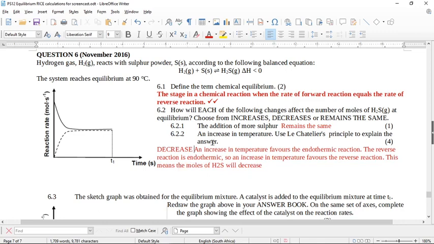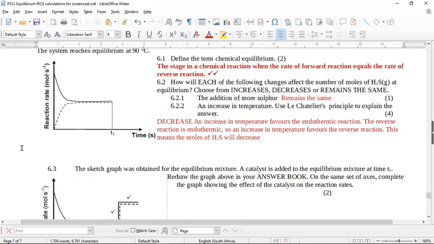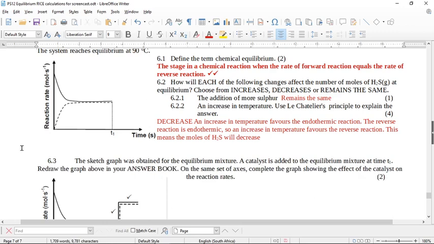So for 4 marks, we must make sure we have an answer. We must have stated what the increase in temperature is going to do. It will favor the endothermic reaction. We must have identified which reaction is endothermic, that is the reverse reaction. So the increase in temperature is going to favor the reverse reaction, and this means the moles of the product, hydrogen sulfide, will decrease.